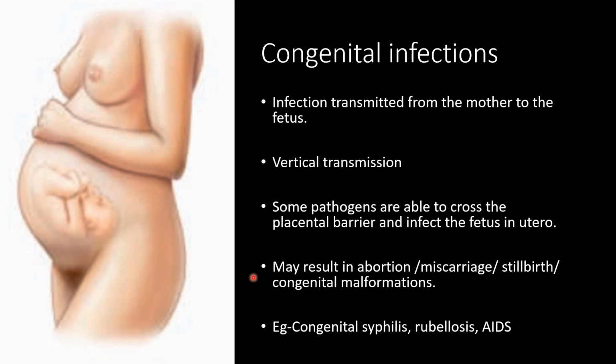The child may come out, but it might have some kind of malformations. So such things will happen in congenital infection. So very common congenital infections are congenital syphilis, rubellosis, AIDS, etc.